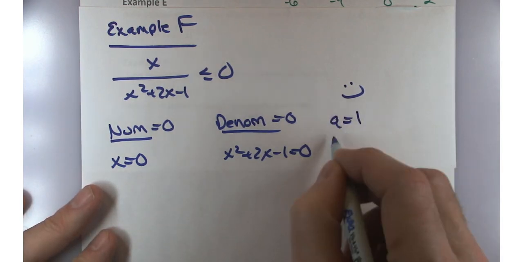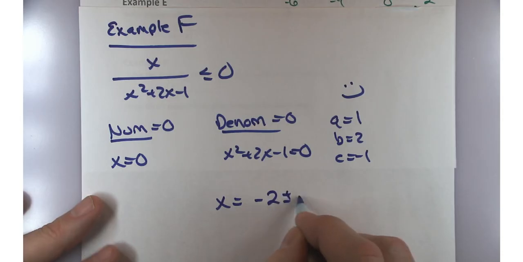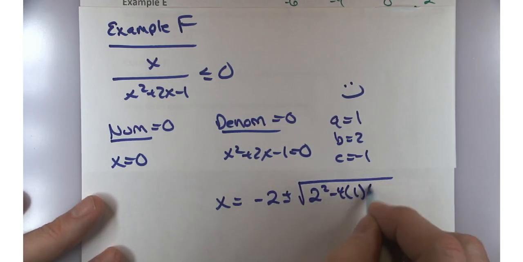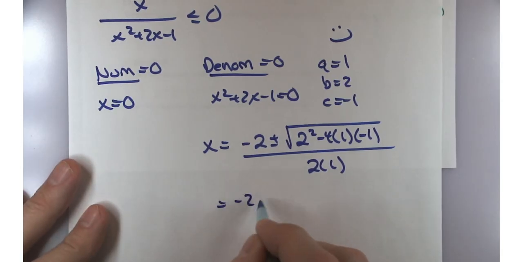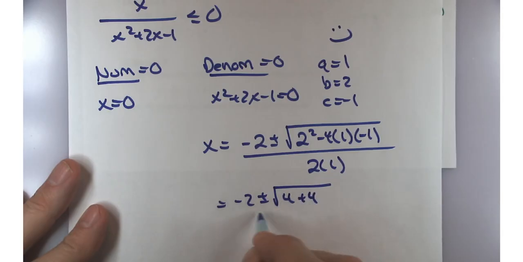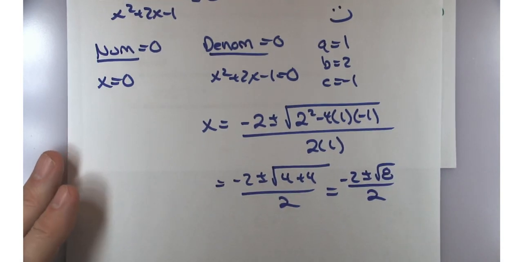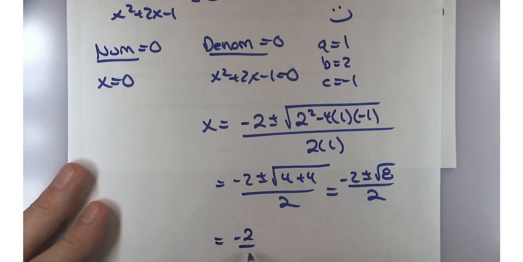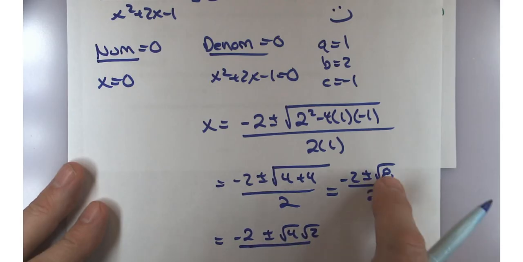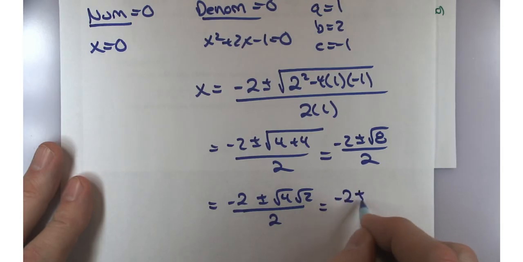A is 1, B is 2, C is negative 1. So it's going to be x equals negative 2 plus or minus the square root of 2 squared minus 4 times 1 times negative 1, all over 2 times 1. So negative 2 plus or minus the square root of 4 plus 4, over 2. Or negative 2 plus or minus the square root of 8, over 2. And you think you're done here. Wait, but can you factor out a square root of 4? Yeah, you can. So you can rearrange this as the square root of 4 times the square root of 2. And the square root of 4 simplifies, right? So negative 2 plus or minus 2 square roots of 2, over 2.